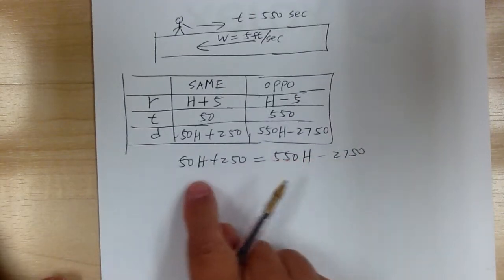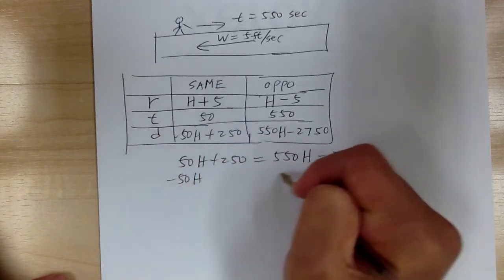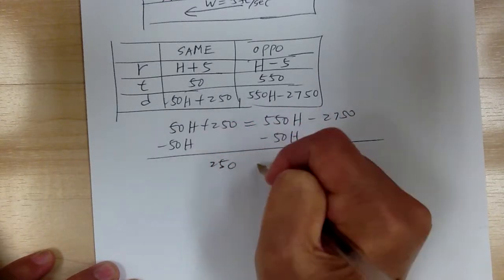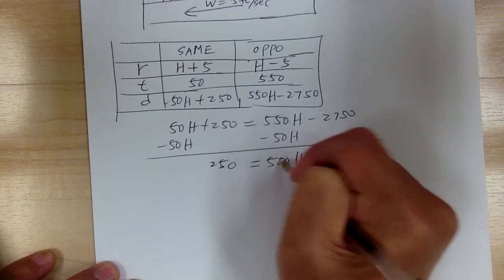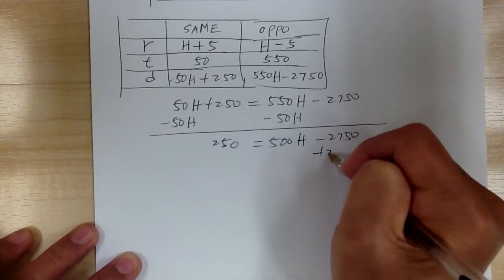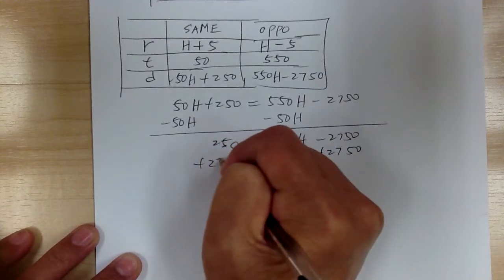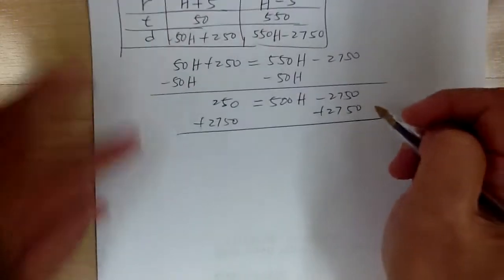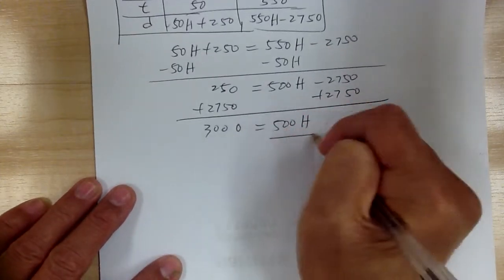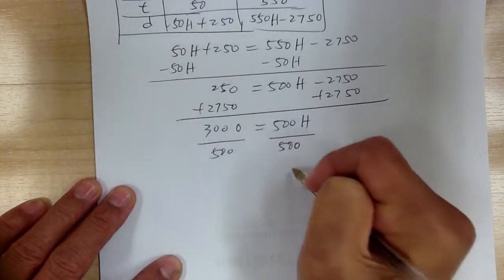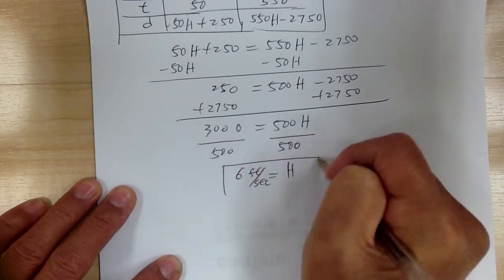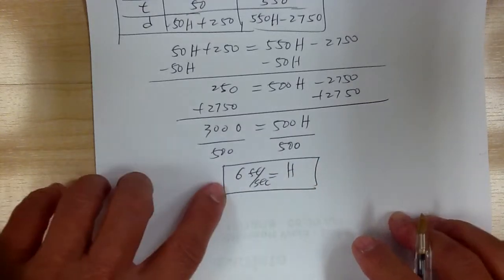So let's go and solve. Let's move the variable first. So minus 50h, minus 50h. So I got 250 equal to 500h minus 2750. So let's plus 2750 on both sides. So you got 3000 equal to 500h. Divide by 500, divide by 500. So h equal to 6 feet per second. Okay, so she's walking at 6 feet per second.